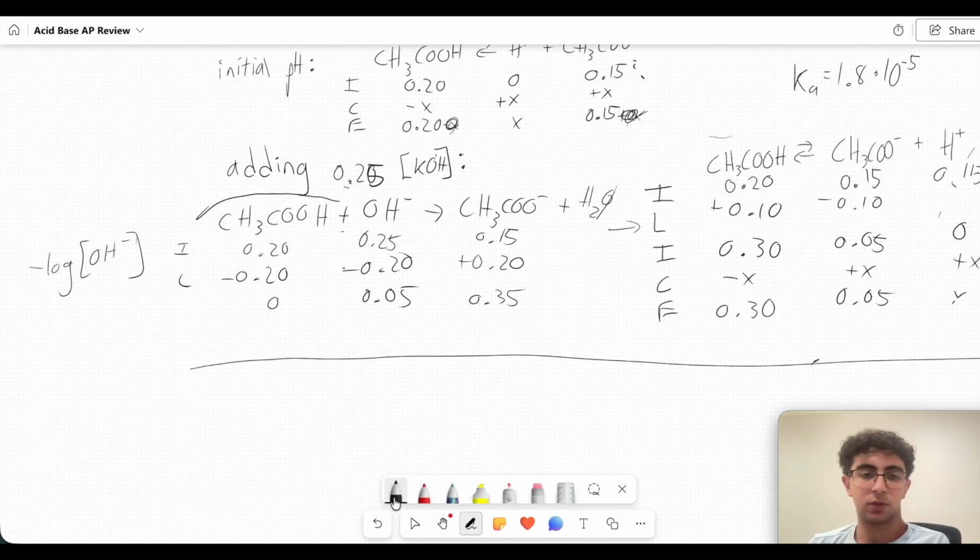So if you take the negative log of 0.05, you'll get 1.3. And remember, this is the pOH because we took the negative log of OH minus. So 14 minus that would give me my pH, and that would give me 12.7. So huge change once our buffer got used up. So that's how to deal with buffers.